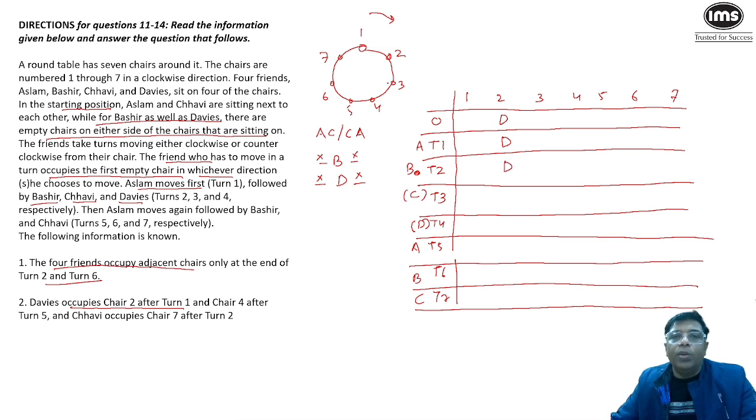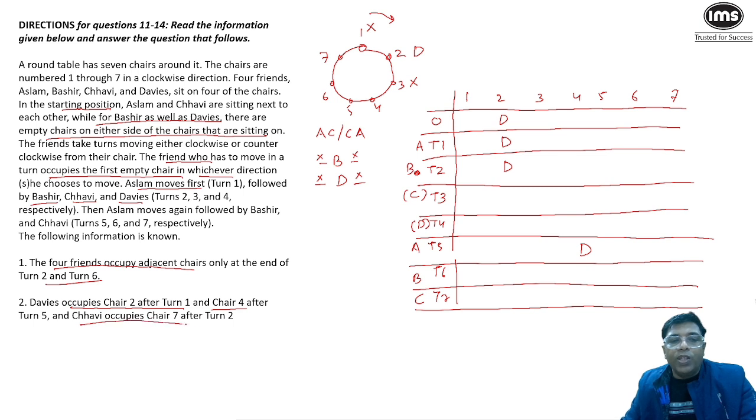And since we know both the chairs adjacent to D are empty, this chair will be empty and this chair will be empty. And after turn 5, D is at chair number 4, which essentially means in turn 4, when D gets to move, he will move in which direction? Move from chair number 2 to 4, in the clockwise direction.